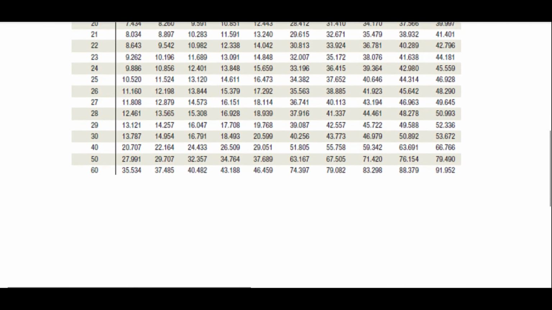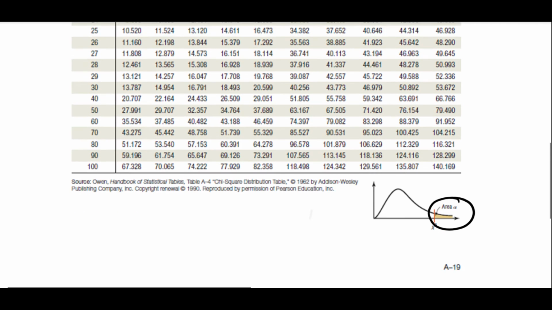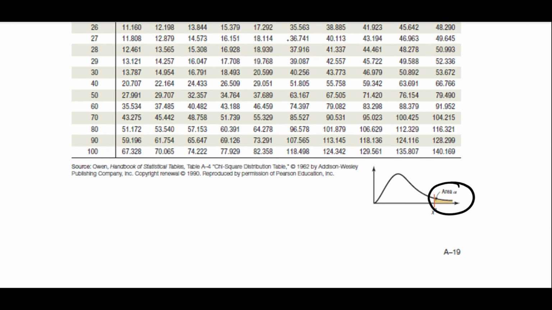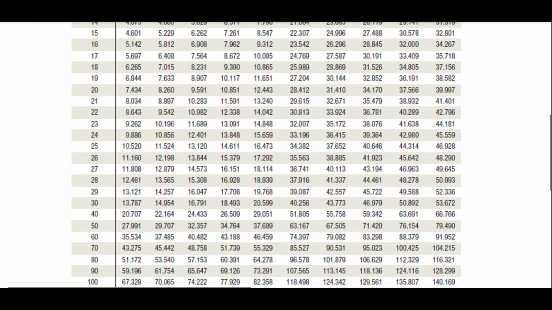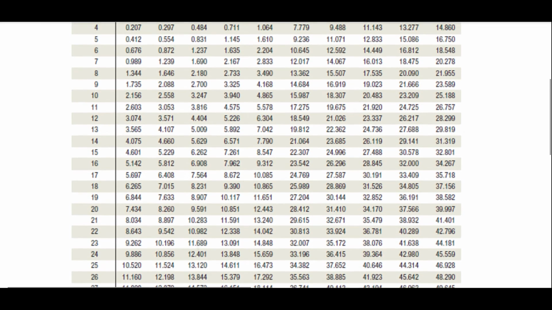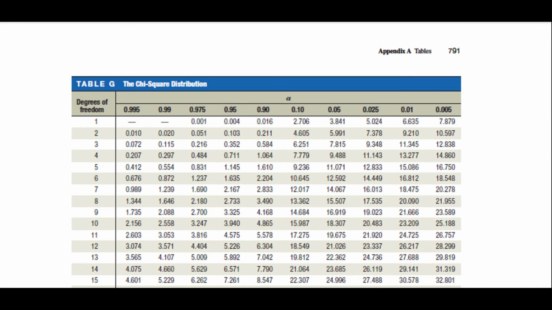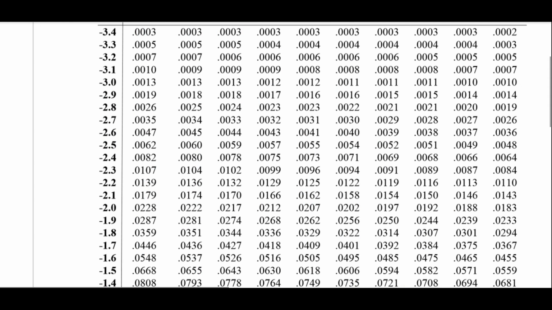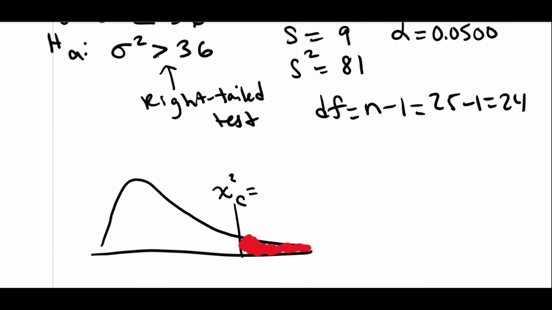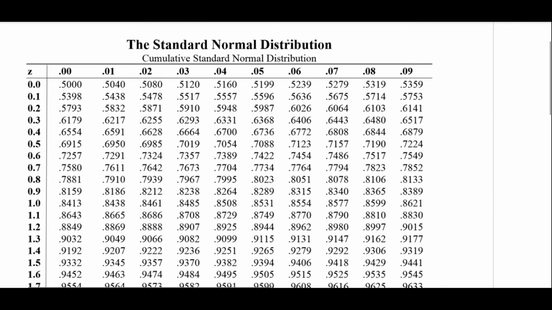Okay, so this is a chi-square table. You notice that if you look at the graph, it gives you the area to the right, not the area to the left. It's opposite. So we are looking for the area to the right, so we're just going to look it up. What did we say the area to the right was? We said it was 0.05. I actually didn't write it down, so let me write that down for you guys. The area here is my alpha, 0.05. That's the area to the right.